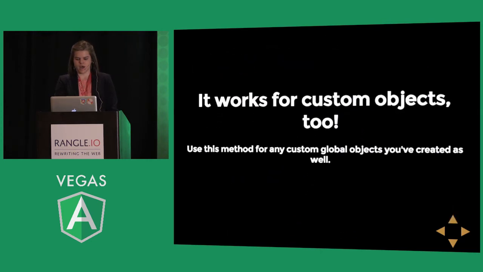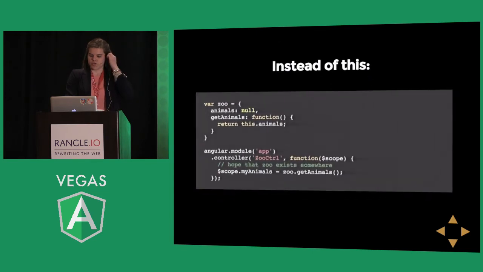And you can do this for custom objects too. This is something I've seen when you're not familiar with Angular and maybe you don't actually have a lot of services. People start creating global objects that the controllers refer to. So something like this, where I have a controller for my zoo, and I have a zoo object that'll get my animals and store them for me, but I don't have anything really safeguarding that. I have nothing making sure that zoo exists before I try to call zoo.getAnimals in my controller.